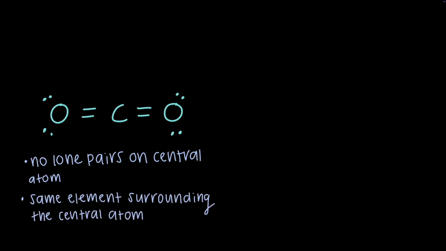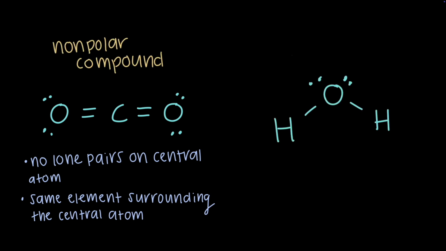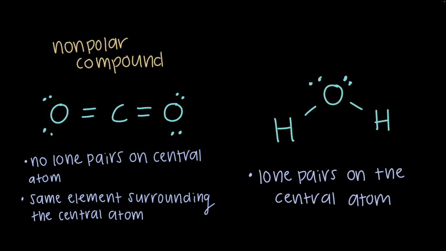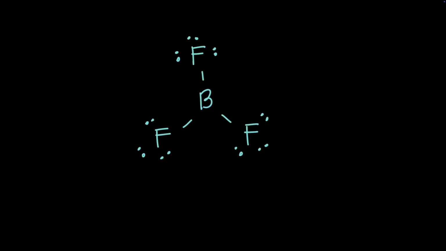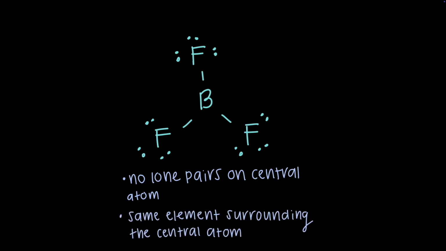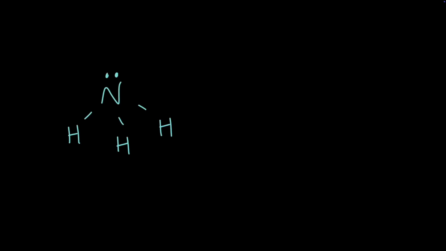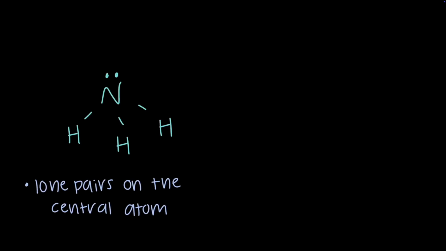Let's practice a few. Carbon dioxide. Carbon has no lone pairs and has the same element, oxygen, surrounding the central atom, carbon, so the molecule is nonpolar. Water. Water has lone pairs on the central atom, so the molecule is polar. Boron trifluoride. BF3 has no lone pairs on the central atom and has the same element, F, surrounding the central atom, so the molecule is nonpolar. Ammonia. NH3 has a lone pair on the central atom, so the molecule is polar.